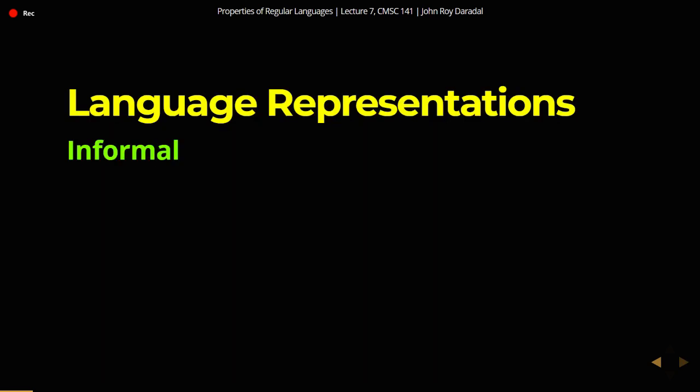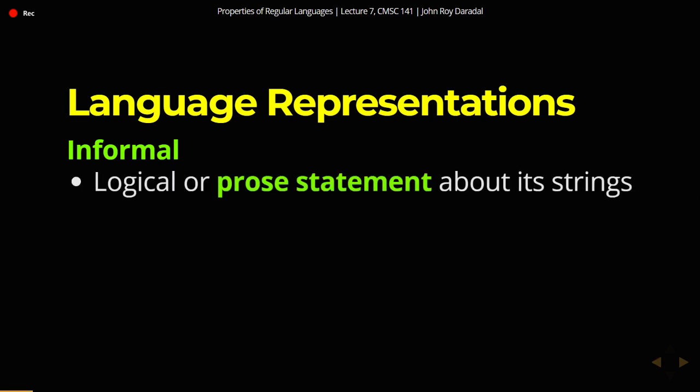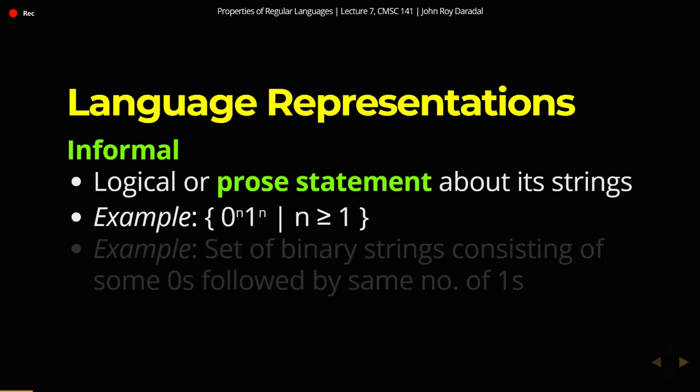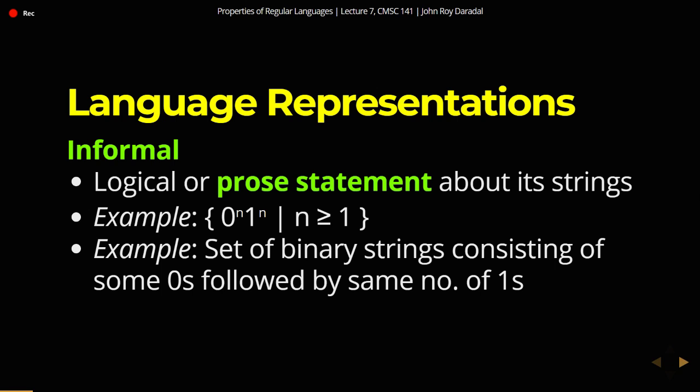So to start, for language representations, we usually have two forms. We have the informal version, which is a logical or prose statement about the language strings. So for example, you have the set former notation 0^n 1^n, where n is greater than or equal to 1. Or you could also have the English description, set of binary strings consisting of some zeros followed by the same number of ones. So this type of representation is informal.